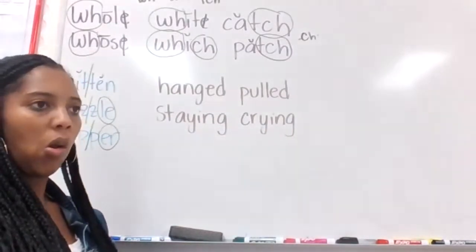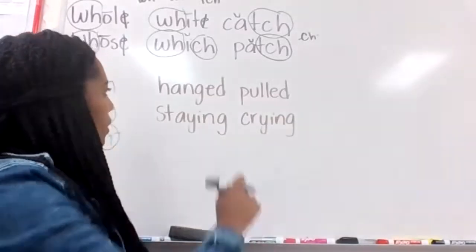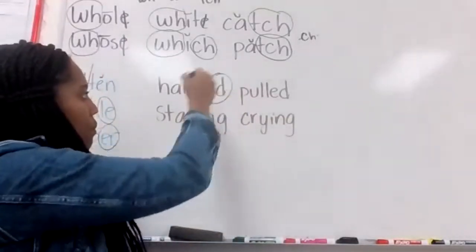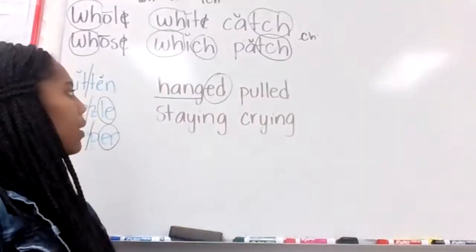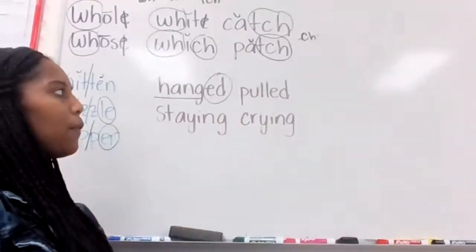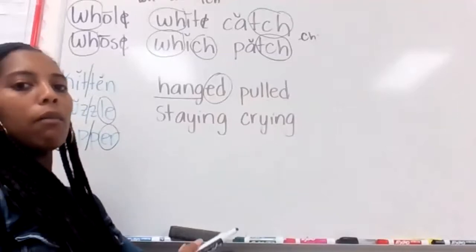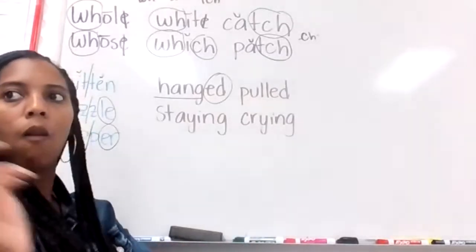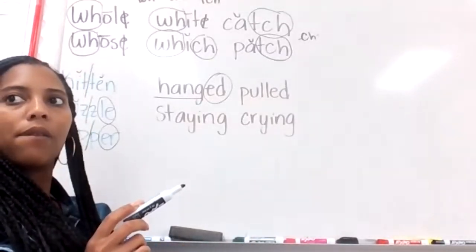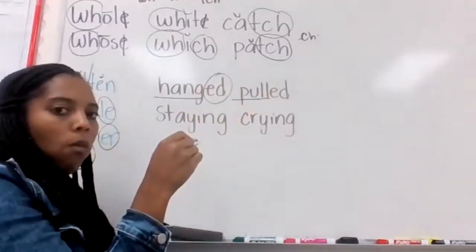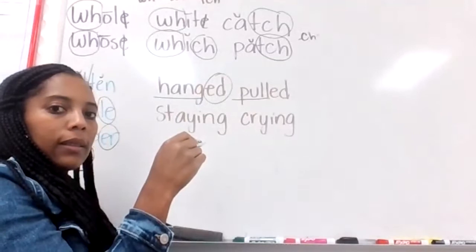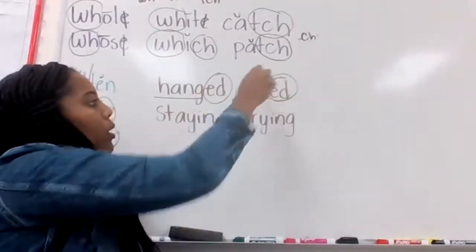Circle the word ang. Circle ED. The word ang. Good. Underline the root word, circle the suffix. Next one, pulled. How am I marking pulled? Underline pull. Circle ED. Circle ED, and the word is pulled.